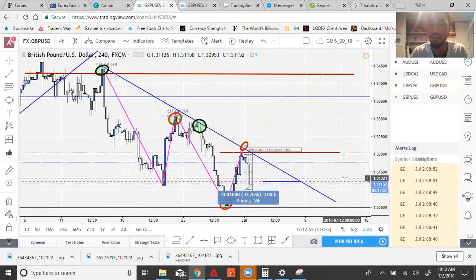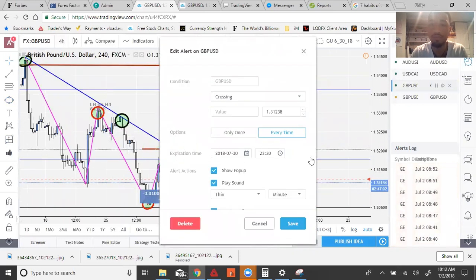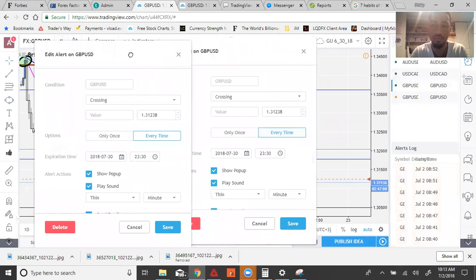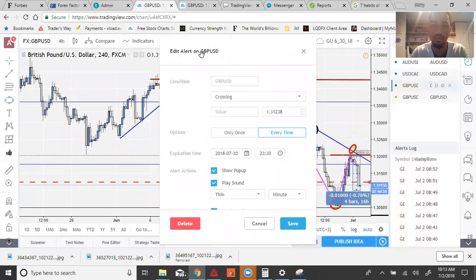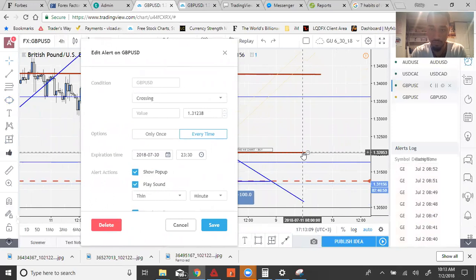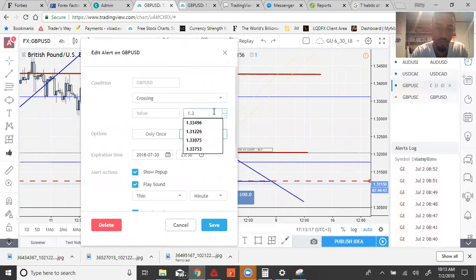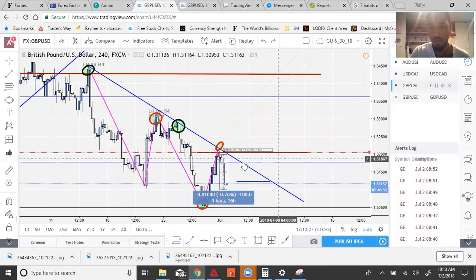And to set alarms and stuff like that, you do need to have the premium. So just get that. 1.3205. Save. So once price breaks through there, I'll definitely look for my buys.